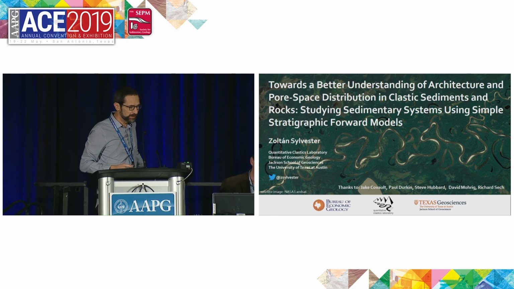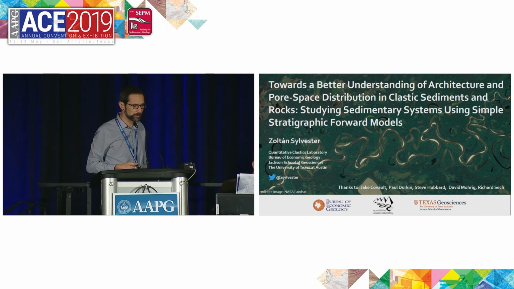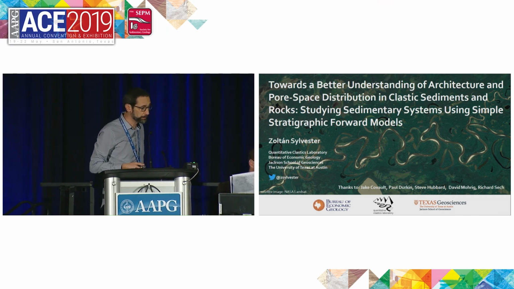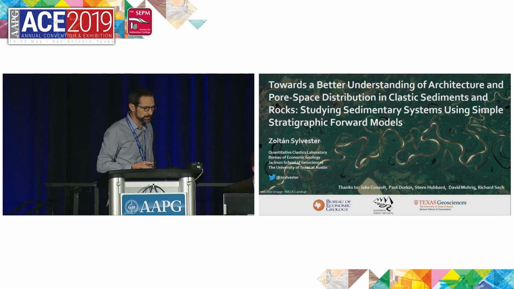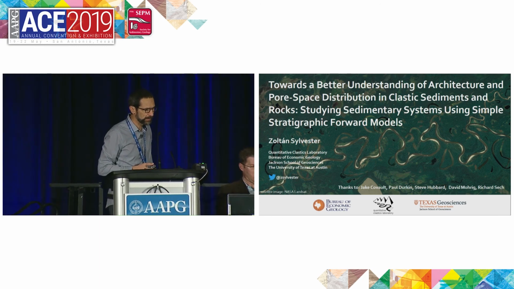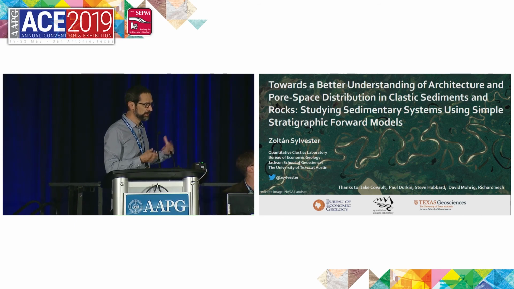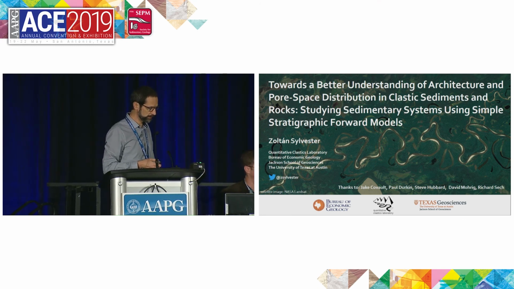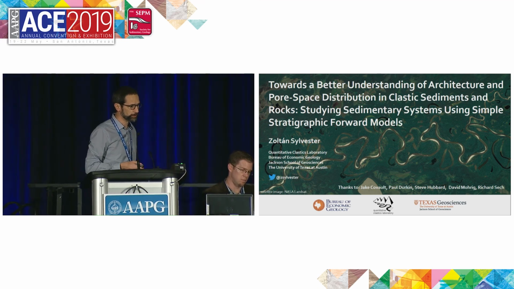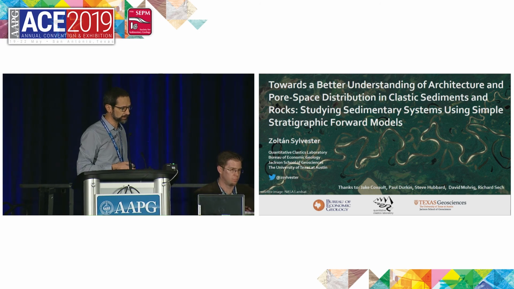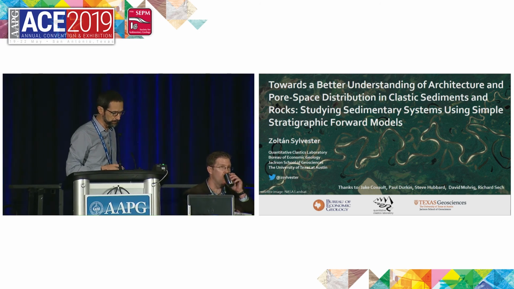What I will try to do today is talk a little bit about the present day and future importance of understanding pore space distribution in sedimentary rocks. And I'm going to use as an example something that we have been working on for a while now. I will use meandering rivers to show how we can understand this better using stratigraphic forward modeling.